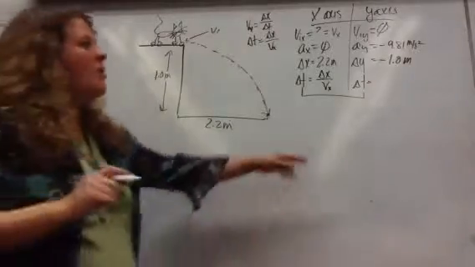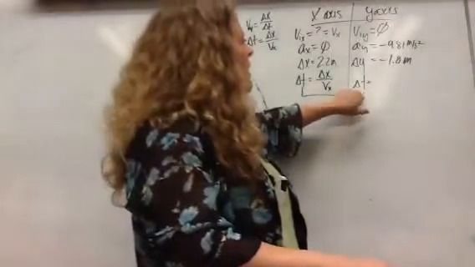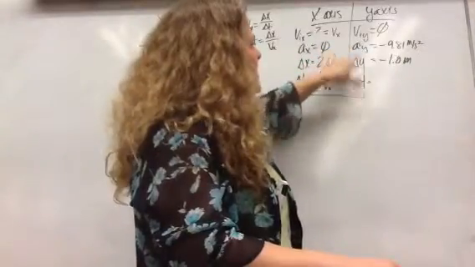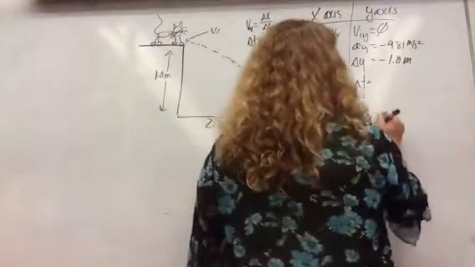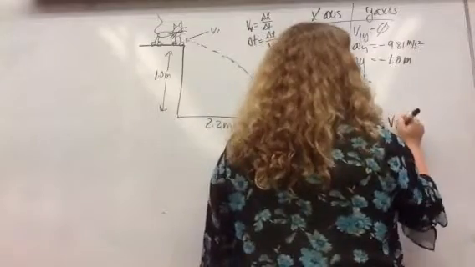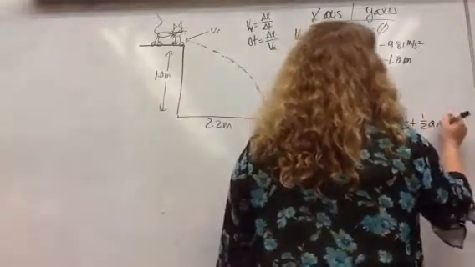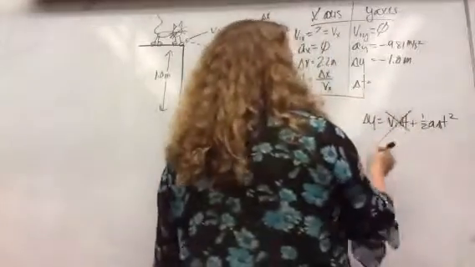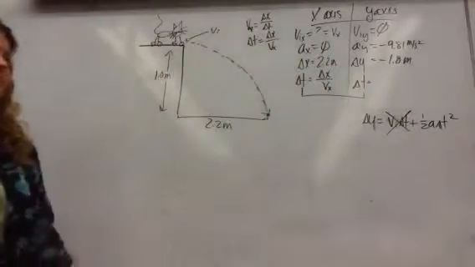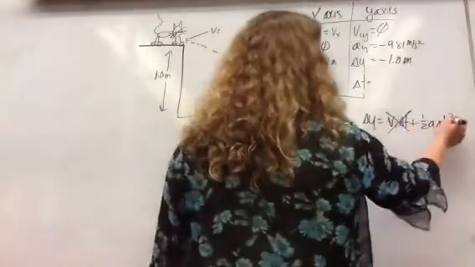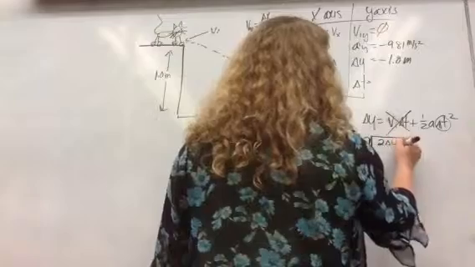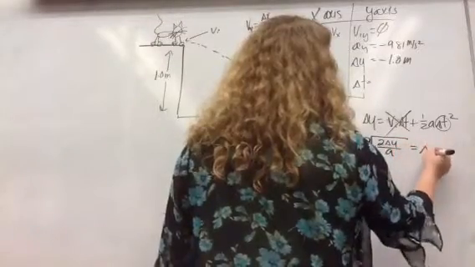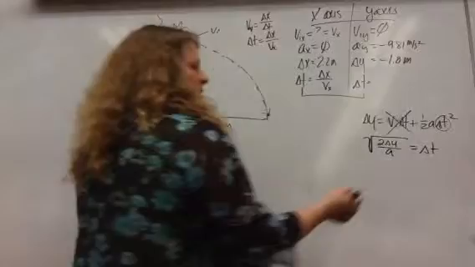Okay, so on the y-axis, we've got acceleration, displacement, time, and initial velocity. Do we have something that ties those together? Sure. We've got our old friend, delta y equals vi delta t plus 1/2 a delta t squared. And where vi is equal to 0, we can solve that for t. Square root of 2 delta y over a equals delta t.